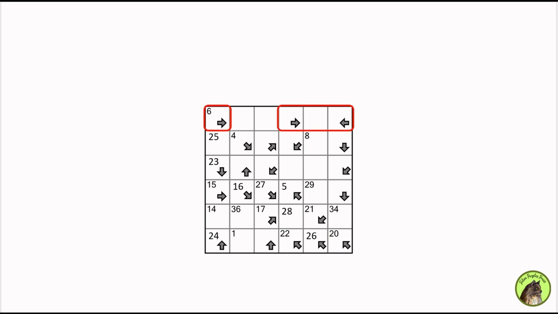This 6 here has only 3 cells it's pointing to that are in straight line from our 8, and only one of these 3 cells doesn't have an arrow pointing away from the 8. This cell must contain a 7.